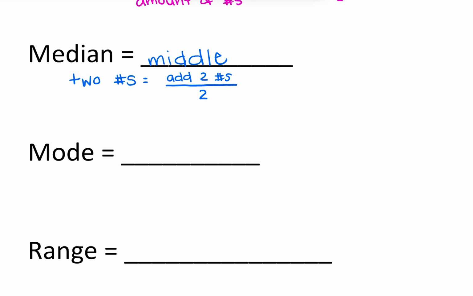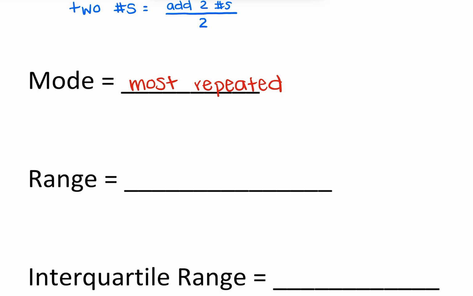Okay, our next vocab term is mode. Mode means most repeated. Okay, so it's the one that happens the most. Most repeated. Mode, most. Range. Range means we're going to take our big number. I'm not even going to write it big in all caps. Big minus the small number. So we take our big number and we subtract the small number.